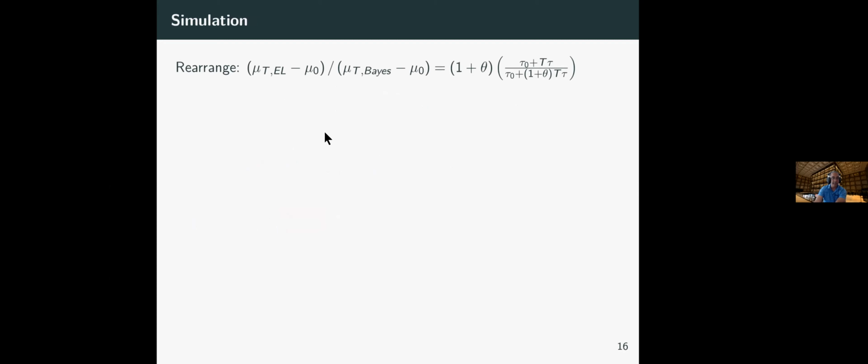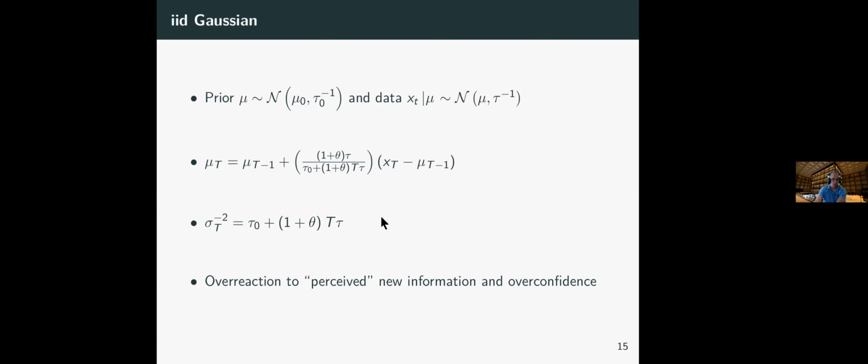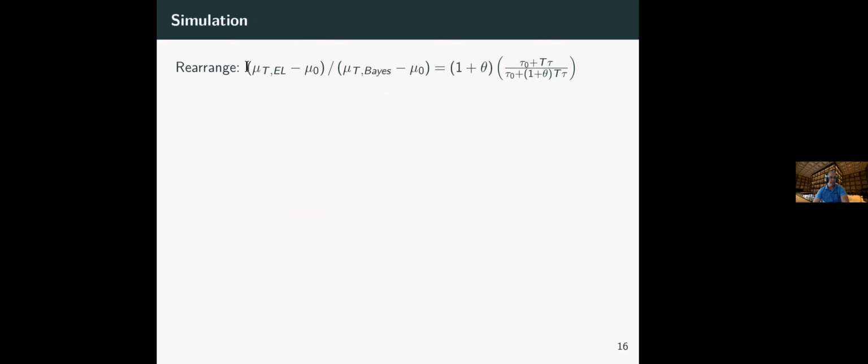How does this look? I'm going to take this form and rearrange it. The numerator is how far distorted beliefs are from the prior. The denominator is how far rational beliefs are from the prior. In this simple setting, this is actually just a constant. So this ratio of how far away the beliefs are from the initial belief is a constant fraction.